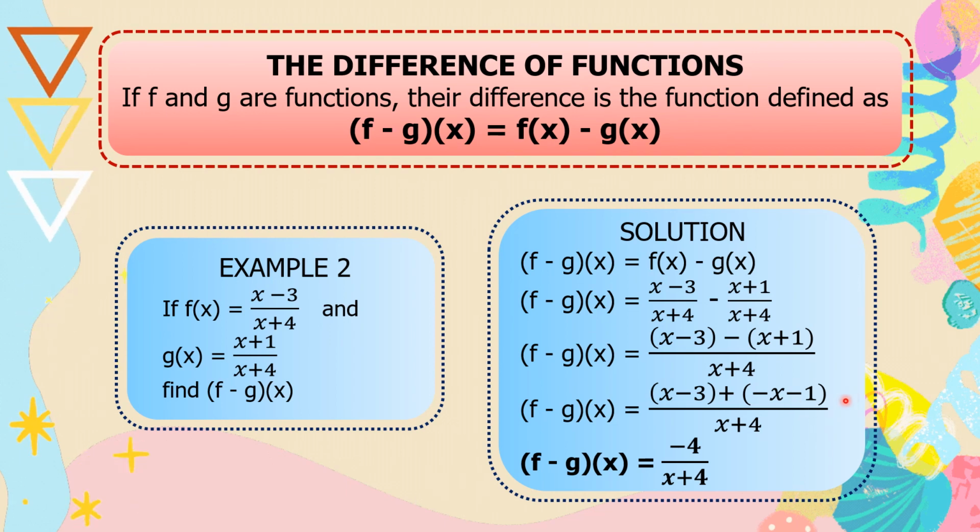So, simplifying it further, let's add similar terms. So, pareho yung x at negative x. So, x plus negative x is 0. So, we don't need to write 0 anymore kasi meron pa tayong i-add. Negative 3 plus negative 1 is equal to negative 4 over our LCD, which is x plus 4. So, f minus g of x is equal to negative 4 over x plus 4.